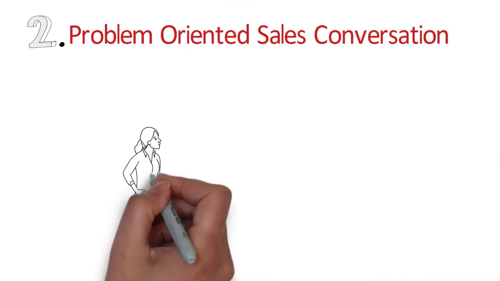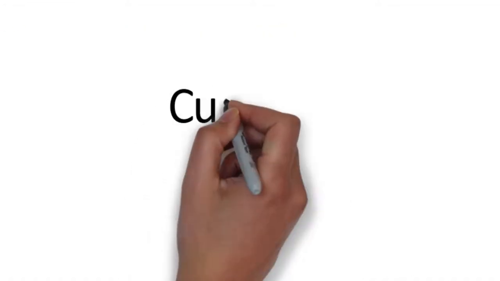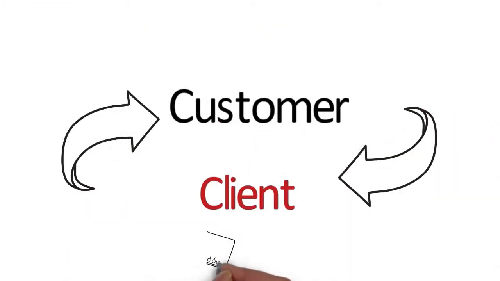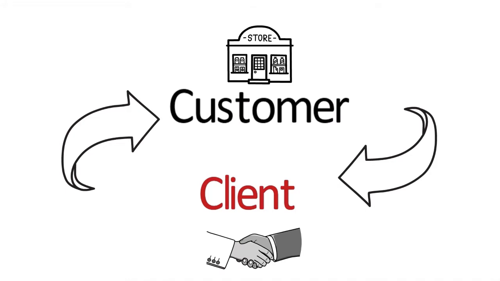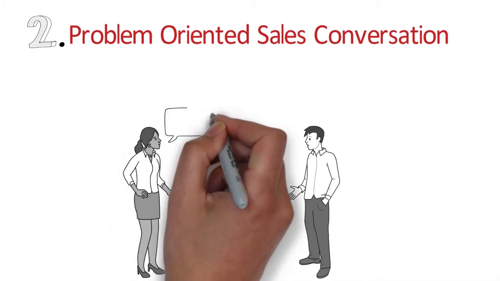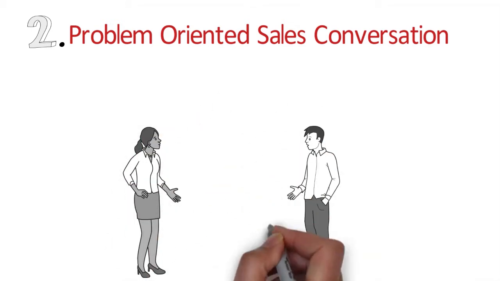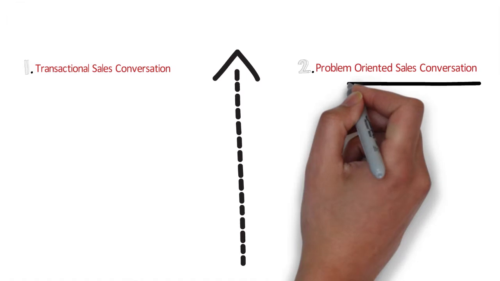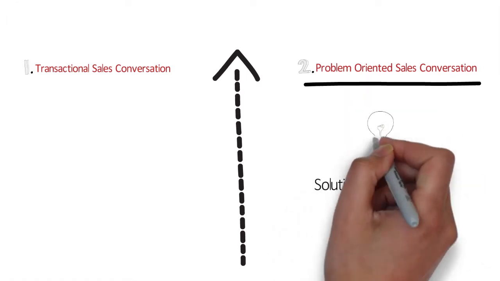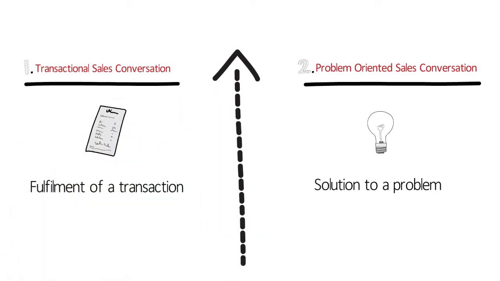The second type of sales conversation is a problem-oriented conversation, where the salesperson is informed of a specific problem a client has. I am using the terms client and customer interchangeably because client implies a much closer and intimate relationship than a customer, as a customer can be someone at a retail store. This conversation could be originated from the clients themselves, or it could be a series of good questioning skills, where the salesperson identifies potential problems or problems that the client would like to deal with. With this kind of sales conversation, business is conducted by providing a solution to a problem. It's very different from the first type of conversation, which is a fulfillment of a transaction.